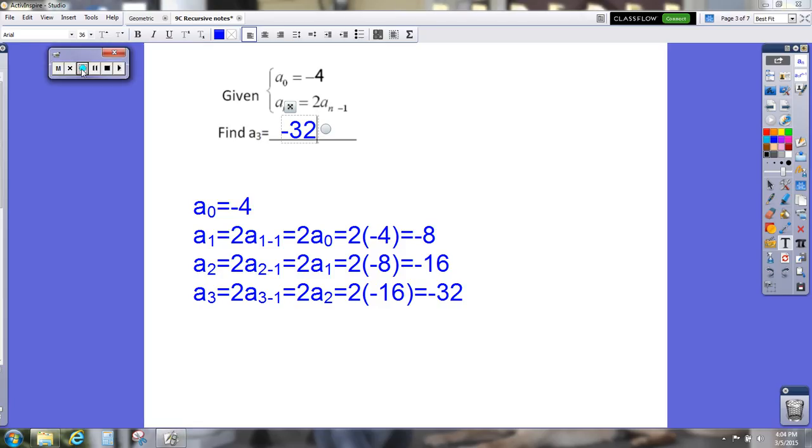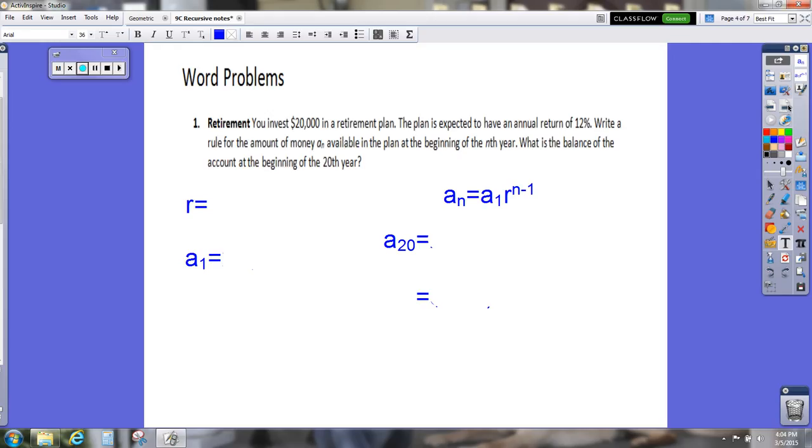Next, we're going to look at some word problems. So let's look at a first example. Retirement. You invest $20,000 in a retirement plan. The plan is expected to have an annual return of 12%. We want to write a rule for the amount of money A sub n available in the plan at the beginning of the nth year. What is the balance of the account at the beginning of the 20th year?